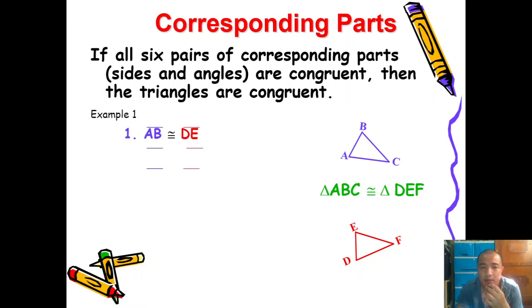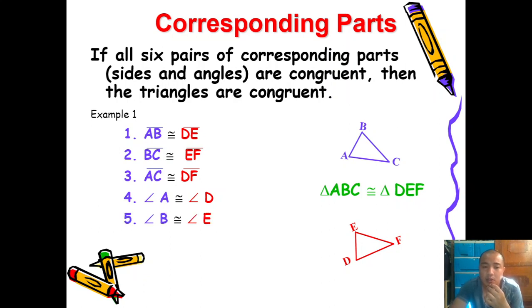Number 1, AB is congruent to DE. Corresponding sides, so equal, congruent. BC is congruent to EF, and AC is congruent to DF. Also, the angles are congruent. Angle A is congruent to angle D, angle B is congruent to angle E, and angle C is congruent to angle F.